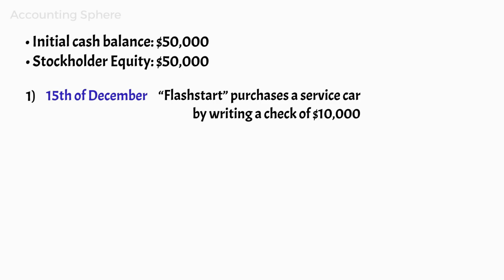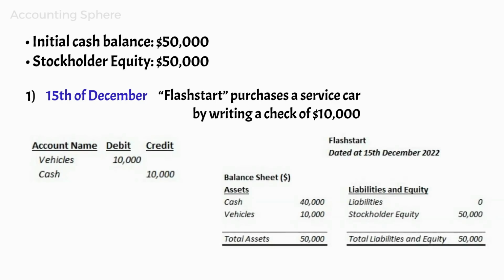The payment is made in the form of a check, hence, they are effectively exchanging cash for a vehicle to be used for service. In accounting terms, FlashStart is crediting the cash account versus debiting the vehicle's account. The balance sheet impact is as follows.